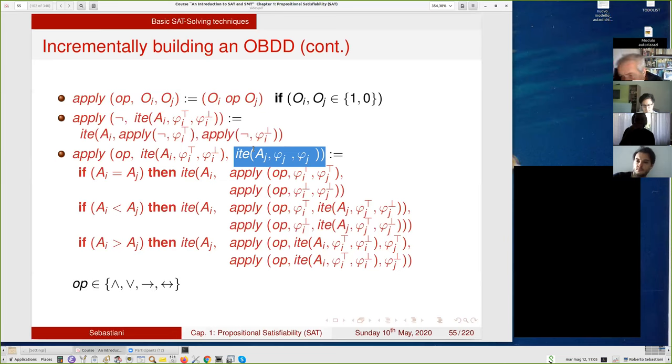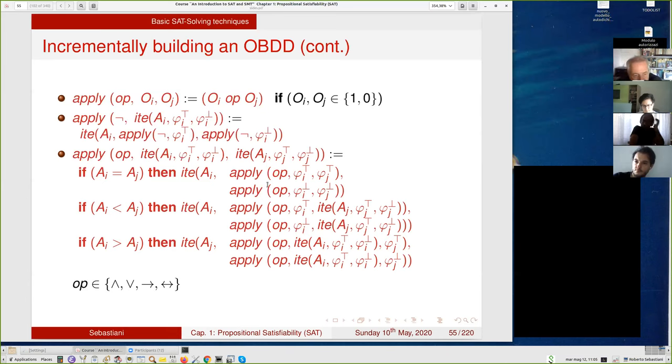If this is the case, you have to distinguish two subcases. The one in which AI and AJ are the same variable. So if the top variable here is the same, the root variable of the two OBDDs are the same.